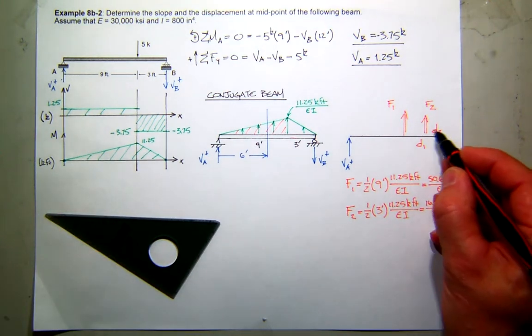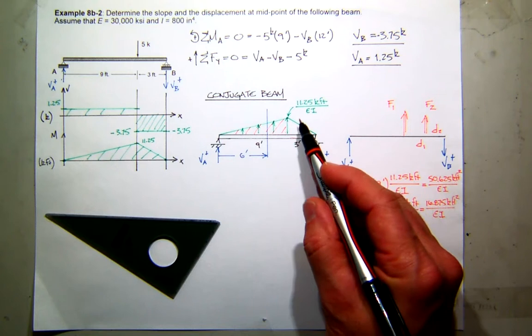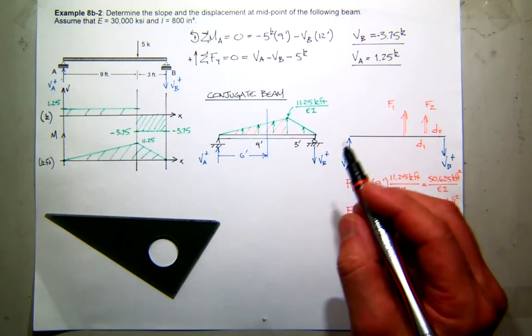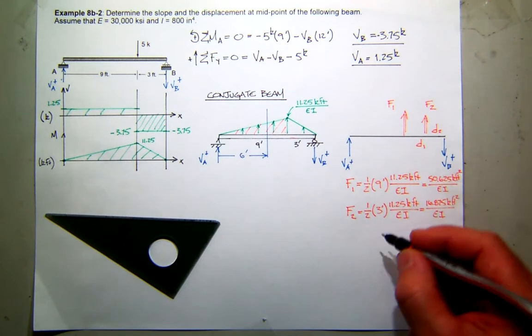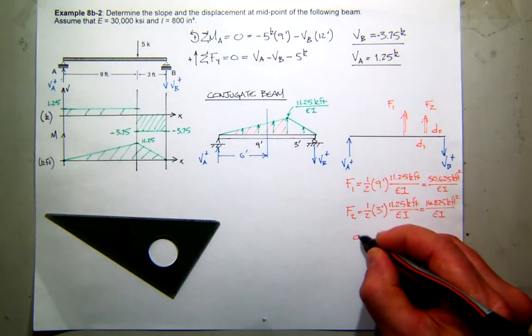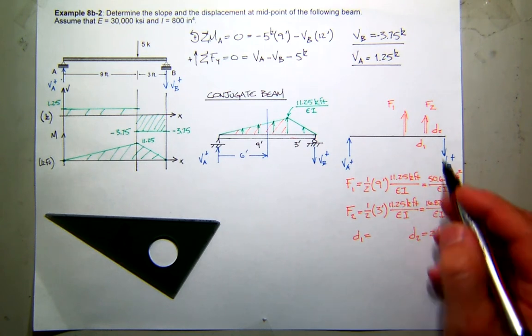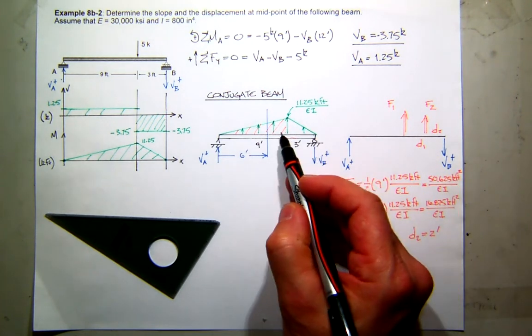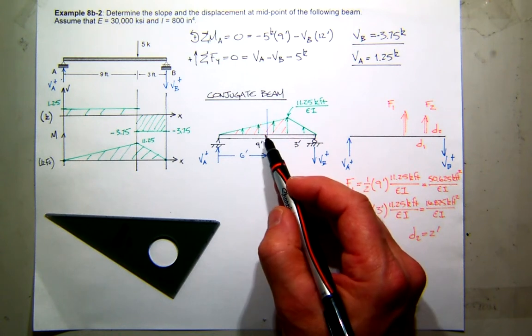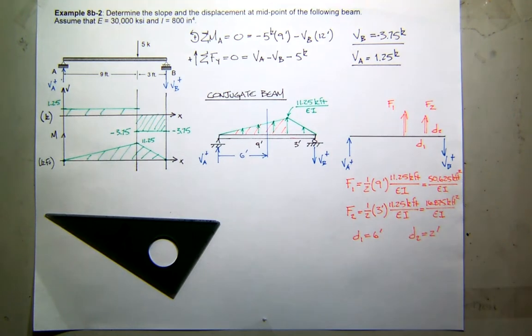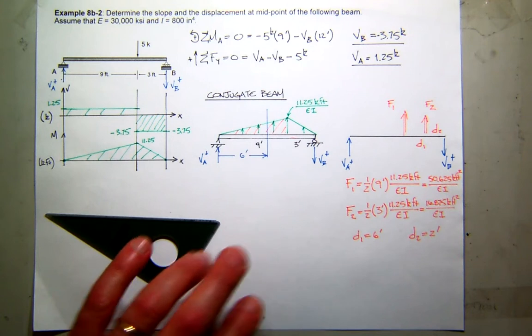So what do you think D2 is? What's the distance from B to the centroid of this triangle? It'll be 2/3 the distance, right? So I'll write D1 and D2. D2 will be 2 feet. What's D1? Well, I have to come over 3 feet, and then the distance from here to the centroid is 1/3 the distance, which is another 3 feet. 3 plus 3 is 6. Everybody see that? So now I have all the pieces I need to find my shear at A.